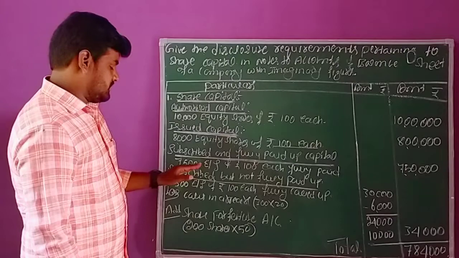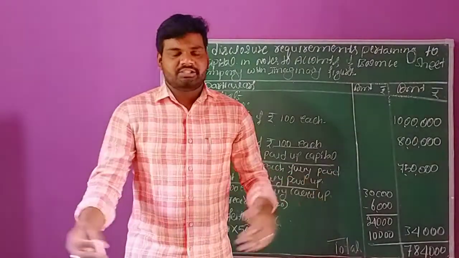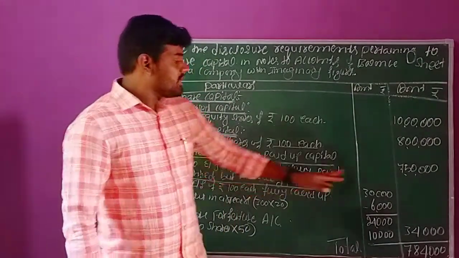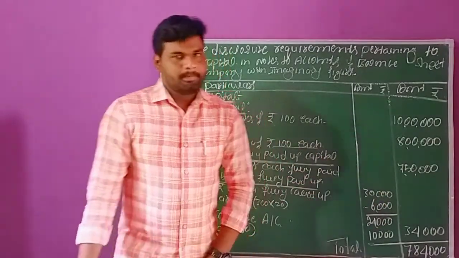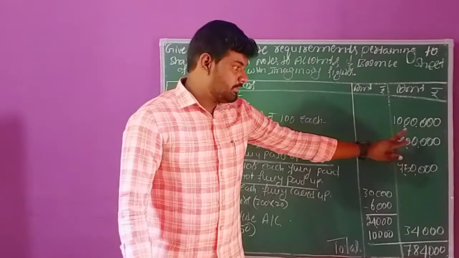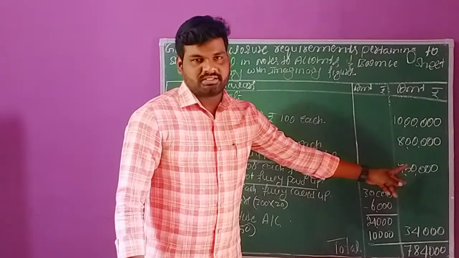7,500 shares' worth of amount we have completely received from the public. That means 7,500 into 100 means 7,50,000 rupees already received from the public. The total receivable amount is 8 lakhs rupees. But as of now we have received only 7,50,000 rupees, right?